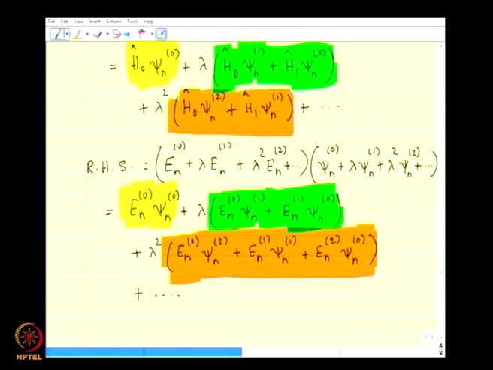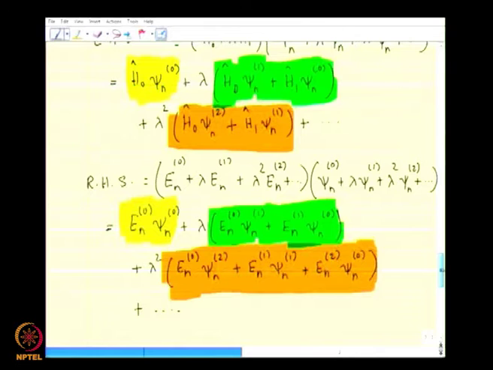So at this point, let me take a short break. We will come back and write these equations, then use the properties of the orthogonalization and normalization of these wave functions to actually extract the values for En1 and psi n1 in this lecture, and in the next lecture we will obtain the values for En2 and psi n2 again. Okay, we will have a break for about 10 seconds.